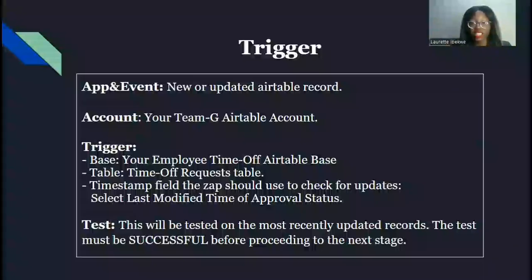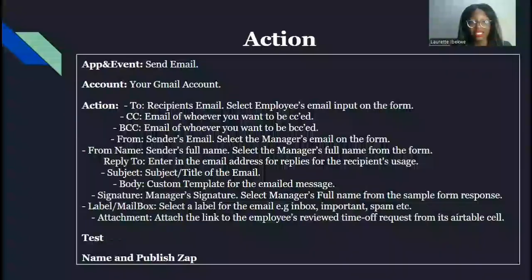So once the approval status is updated, it sends the Zap immediately because it detects that a change has been made. And this change is definitely going to be made by your manager. Then you test it. Then the action is to send email. And the account is your Gmail account.